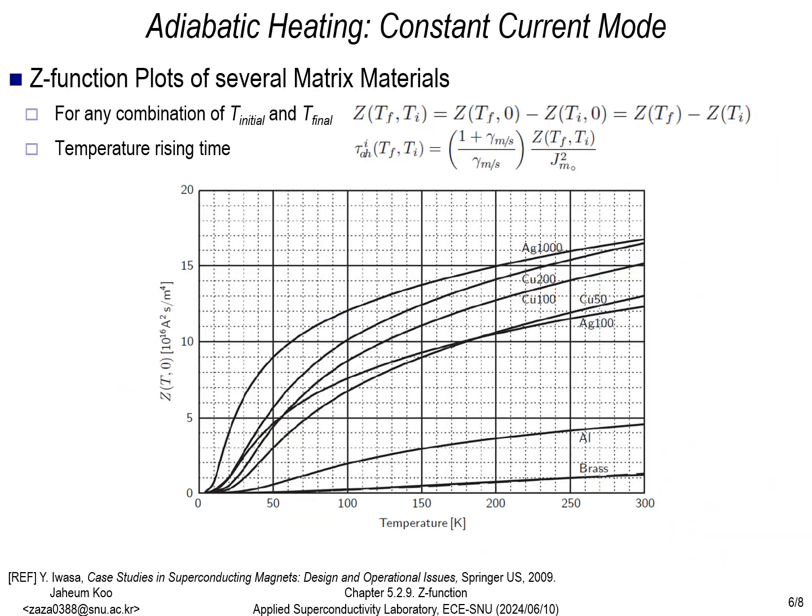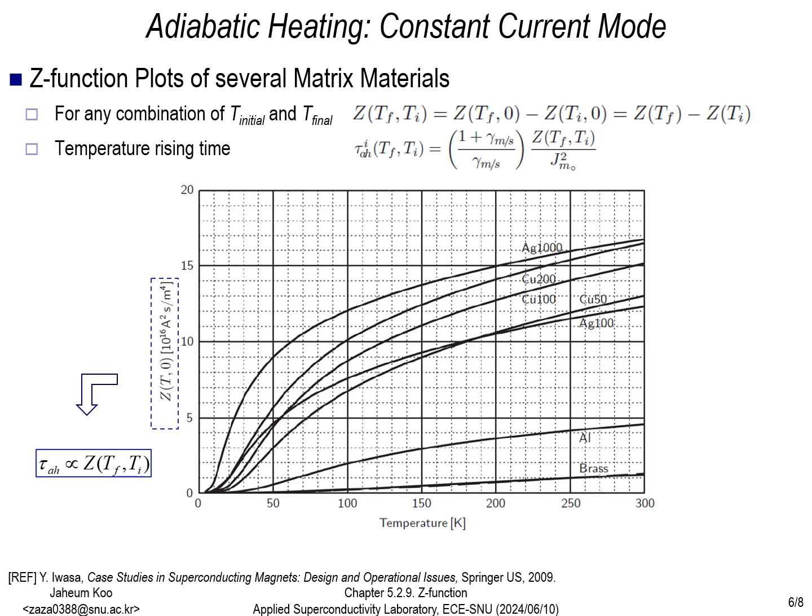Next, we present the Z function values for several materials used in the matrix at different temperatures. The Z function is used by calculating the difference between the Z function values at the initial and final temperatures for the material in question. This difference helps us determine the time it takes for the material's temperature to rise from the initial to the final temperature when the matrix current density is flowing. In this lecture, we refer to this time as the temperature rising time.